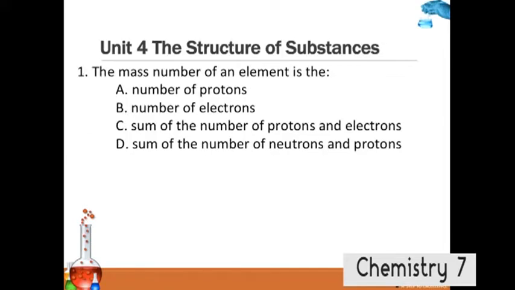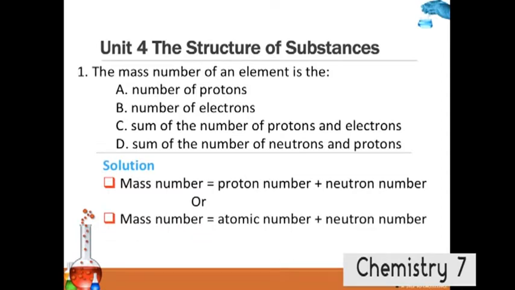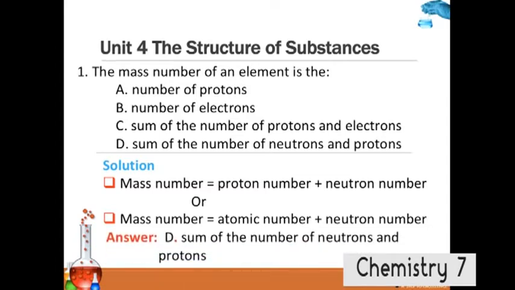The mass number of an element is: the number of protons, the number of electrons, the sum of the number of protons and electrons, or the sum of the number of neutrons and protons. Mass number equals proton number plus neutron number. Mass number equals atomic number plus neutron number. The answer is D, the sum of the number of neutrons and protons.